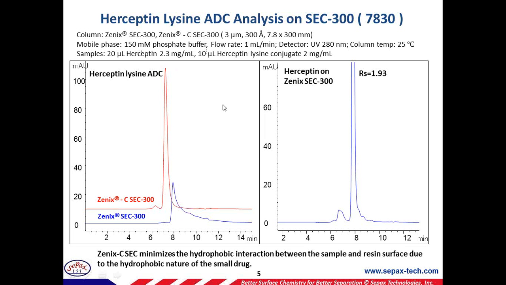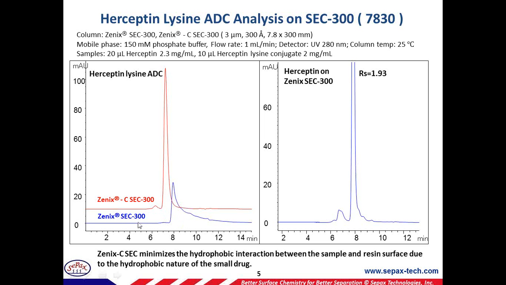There is also a lot of literature saying that if you run traditional SEC with ADCs under native conditions, you do get this kind of profile. Then you have to add additives to remove these interactions to get a much better peak shape, better recovery, and better resolution. In our case, we just switched from the traditional SEC to our modified surface Xenic C SEC. The 300 angstrom pore is the most suitable pore size for ADCs, and the mAb is at 150 kD molecular weight. As you can see, just by switching the phase, we minimize the hydrophobic interaction between the sample and the resin surface, which is due to the hydrophobic nature of the small molecule.